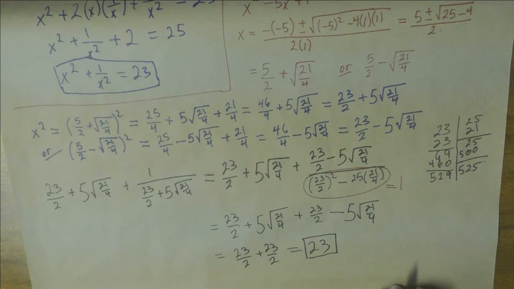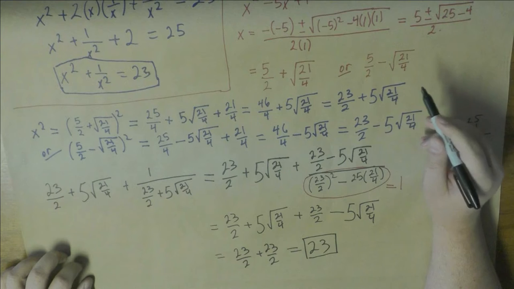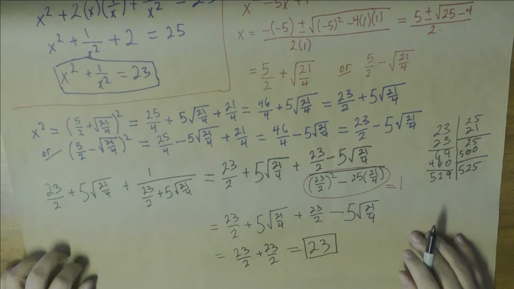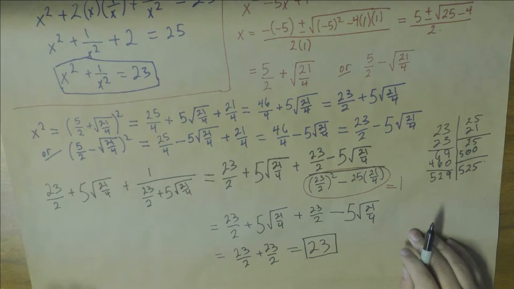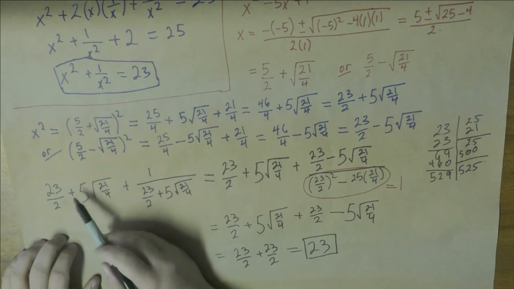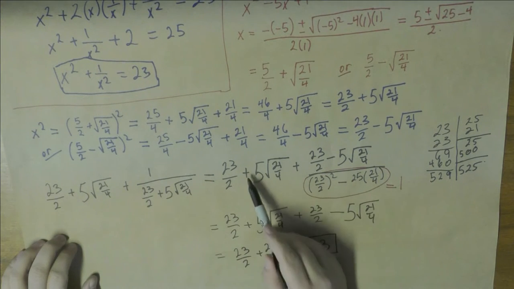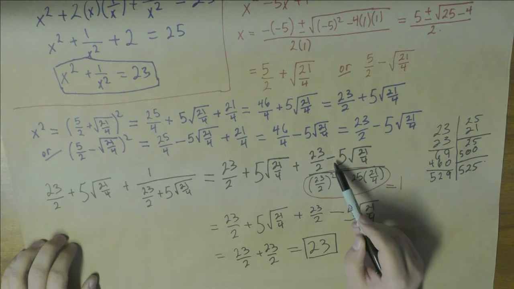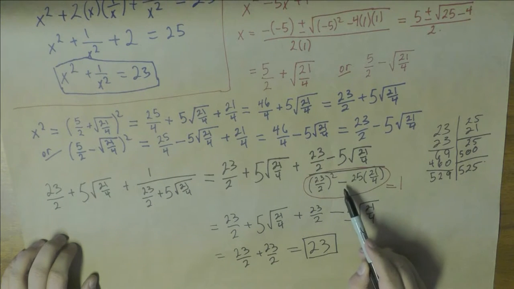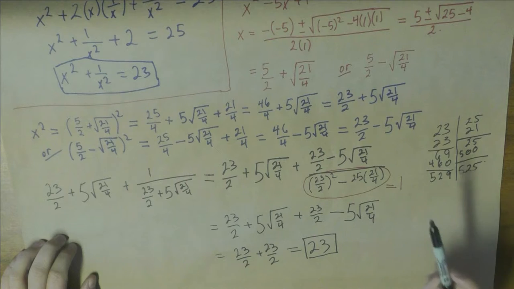Now, you can do this whole thing again with the other value for x squared, and you will come up with, here you'll have a minus sign, here a minus sign, here a minus sign, here a plus sign, and here you'll still have a minus sign. This will still work out to 1.